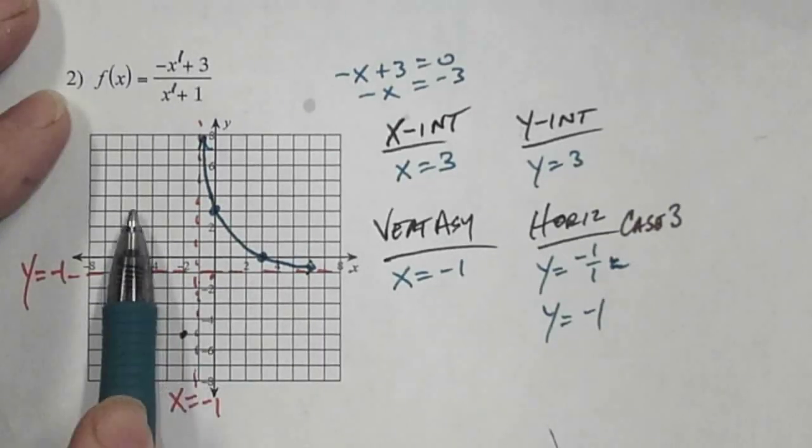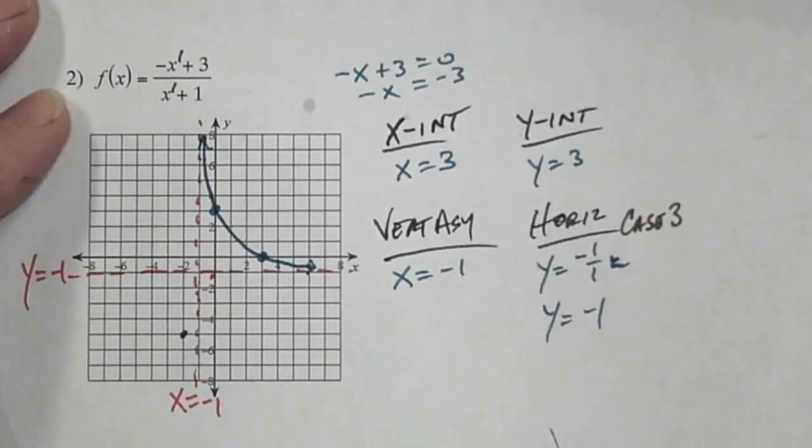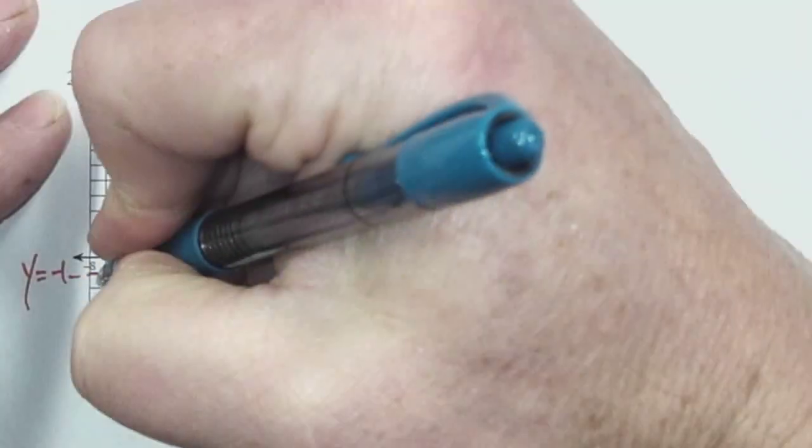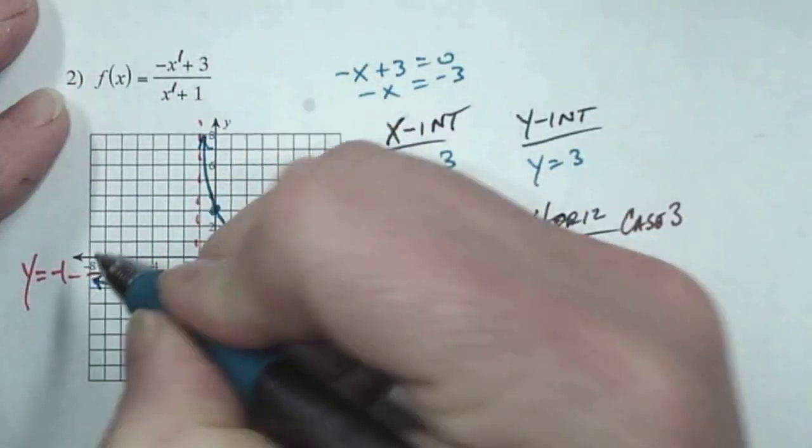But look, if I were graphing it that way, then I should have another x-intercept. I don't have another x-intercept, so I can't be there. So I got to go like that. What an exciting time that is.